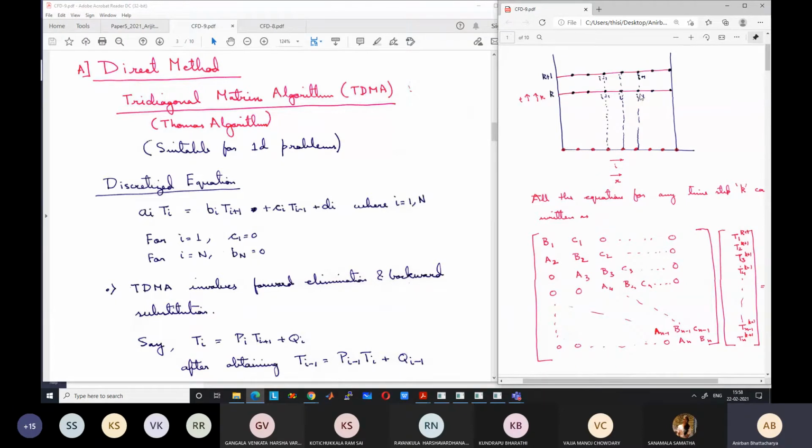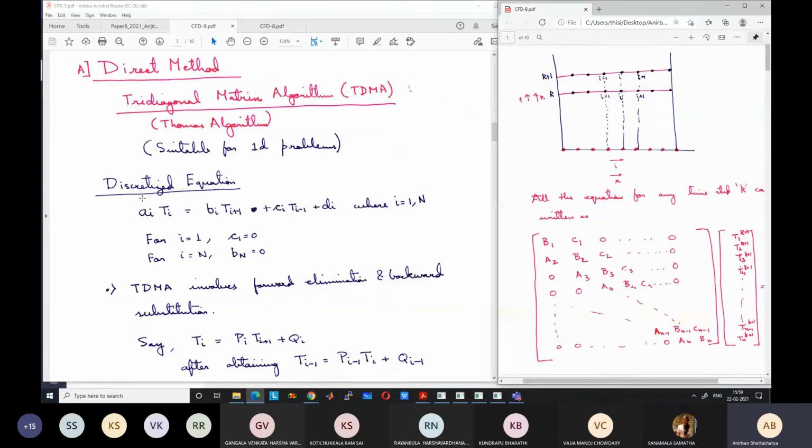For any ith point, a_i T_i is equal to b_i T_{i+1} plus c_i T_{i-1} plus d_i. These are small coefficients, similar to the earlier ones, negative of those. Here i varies from 1 to n. For any grid point I can write the equation in this form. Whether it is a transient problem or a steady state problem, or finite difference or finite volume, it does not matter. Ultimately, if it is a 1D problem, the equation will come in this form.